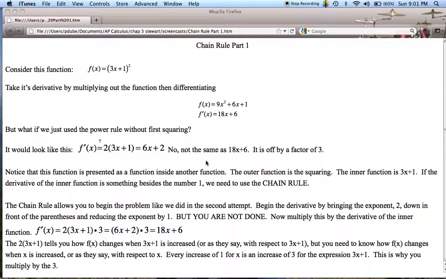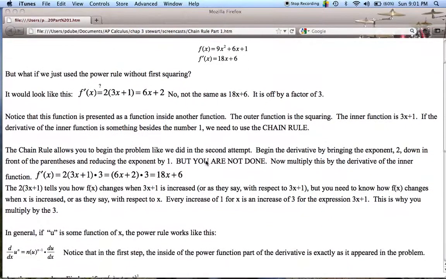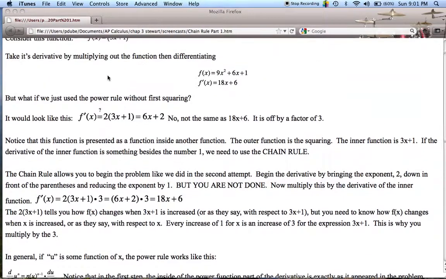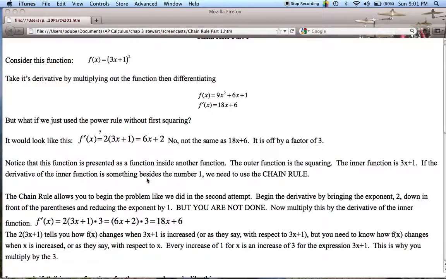This is where the chain rule comes in. You have a function inside of another function. The outer function is the squaring. You have 3x plus 1 squared. The inner function is the 3x plus 1. The problem with this function is the derivative of what's inside is not a 1.